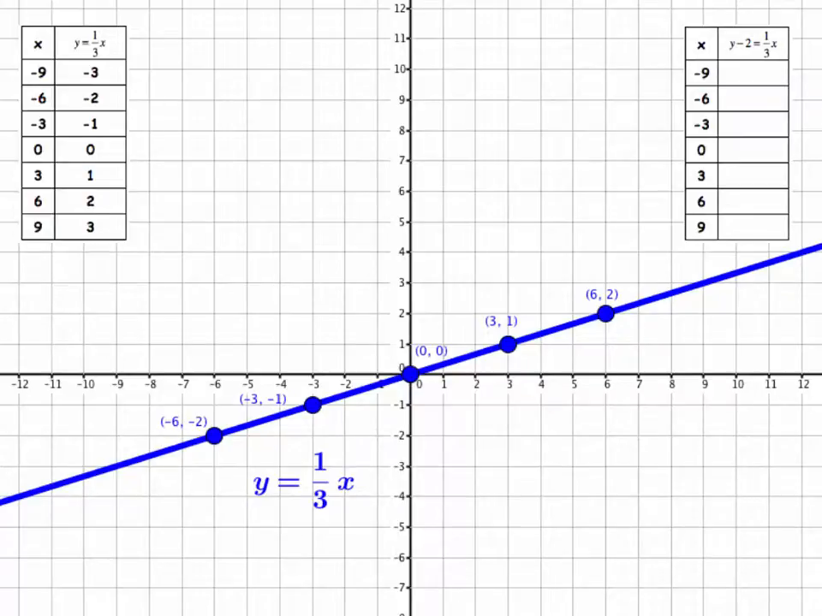All right, so here's the graph of y equals 1/3 x. Of course, it's got a slope of 1/3. The y-intercept right now is 0. So why don't you take a moment to pause the video and please graph the new equation y minus 2 equals 1/3 x.